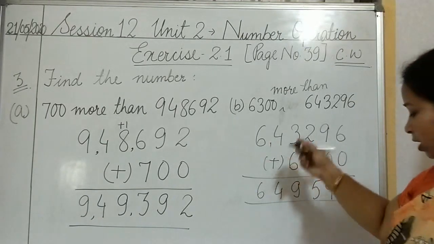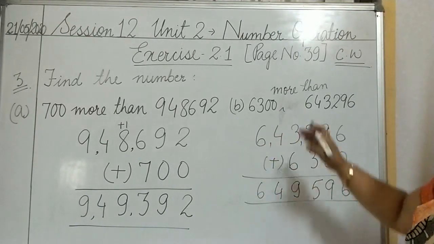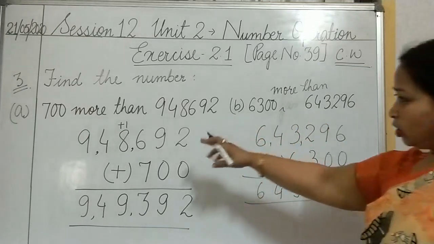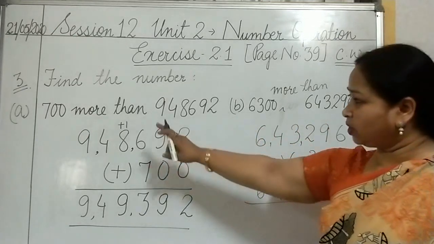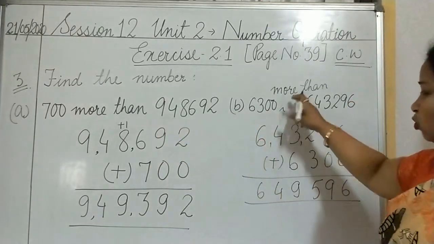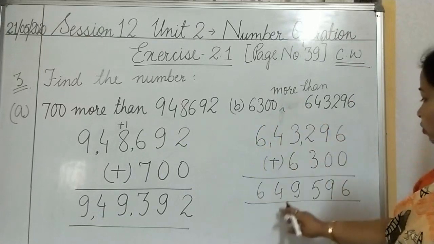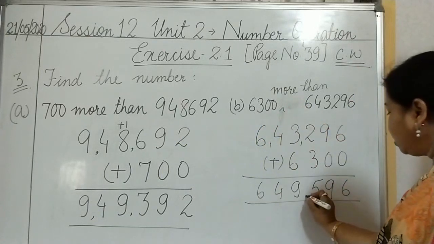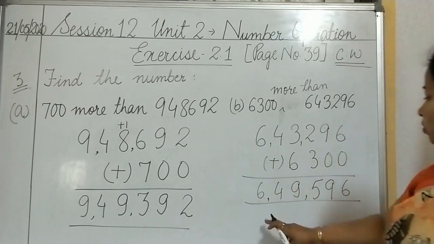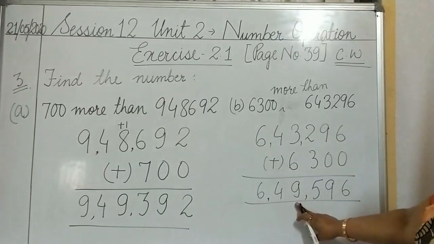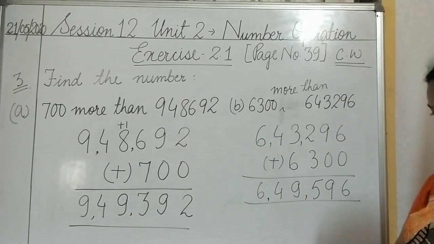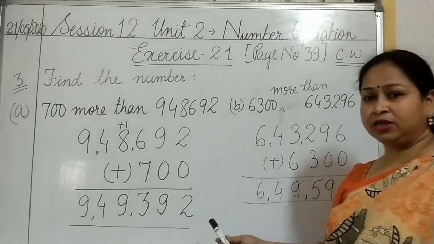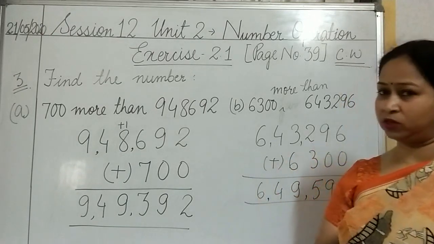Since we are doing this addition for question number 3, everywhere you will get "more than." Okay, and more than means what? Addition. So you have this answer. Let me read out the answer for you. This is 6,49,596. After doing this addition, once again you should cross check yourself.